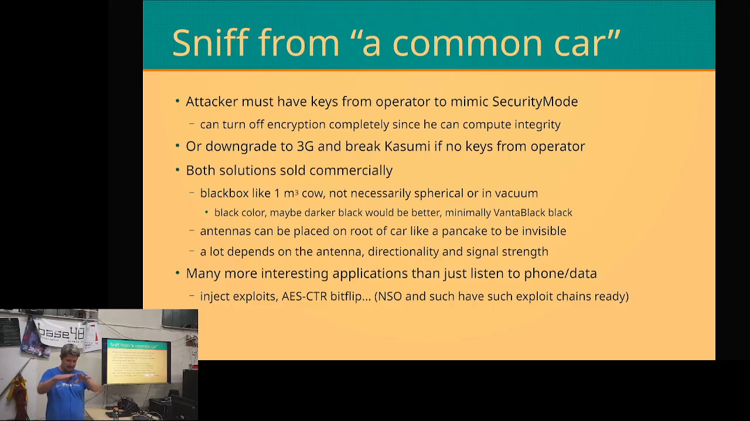As I said, it's this black box. I did not ask how much it costs, but a lot. It's in black, maybe it should be minimally Vantablack. Antennas are placed on the top of the car, and you cannot see them unless you look really close. And there are many other attacks, such as bit flips, where you flip the DNS request to Google to something else, and so on, or have NSO and similar exploits ready.